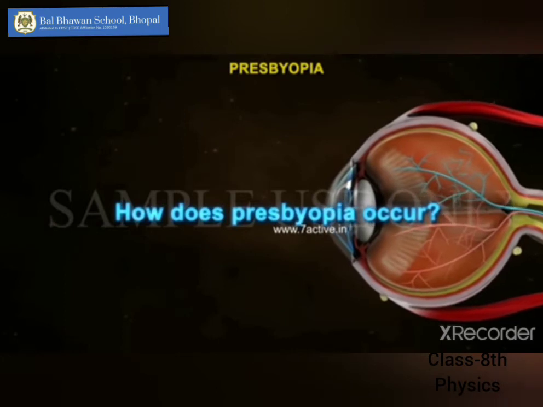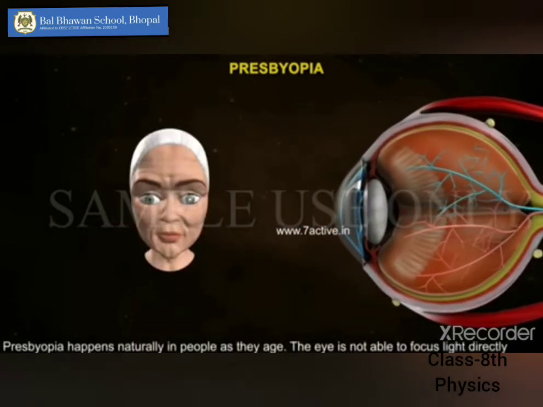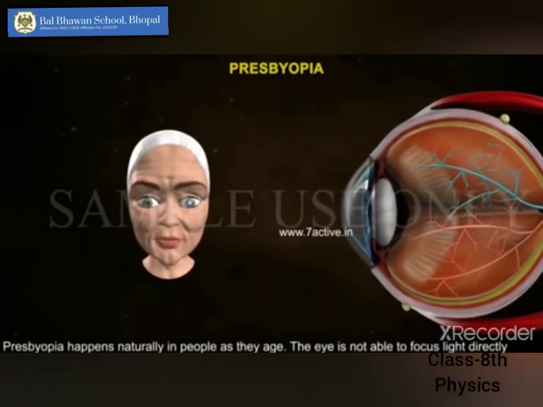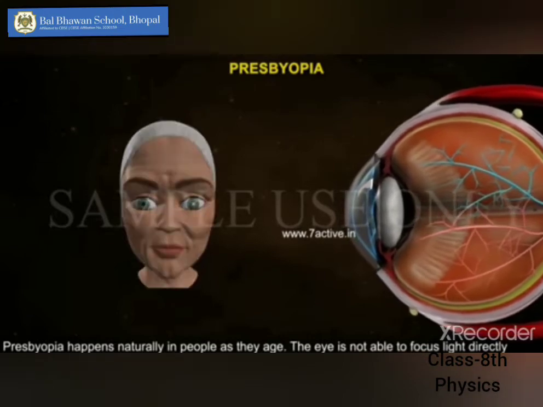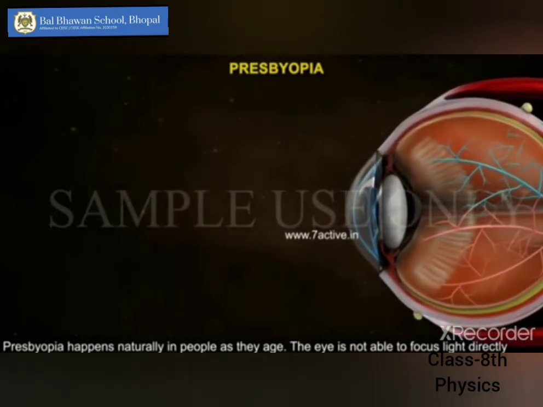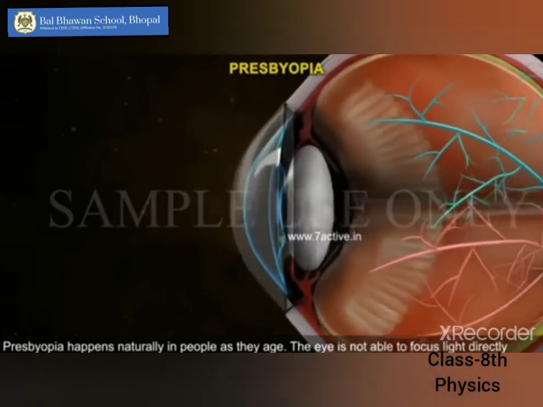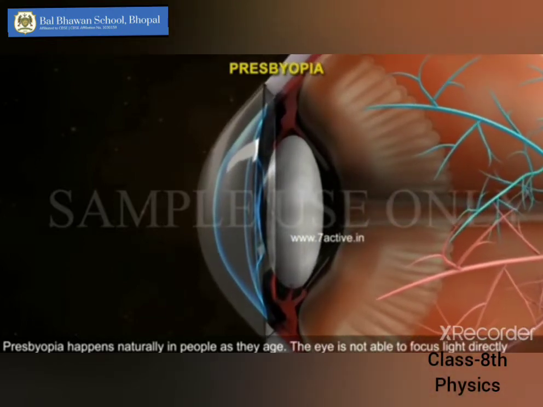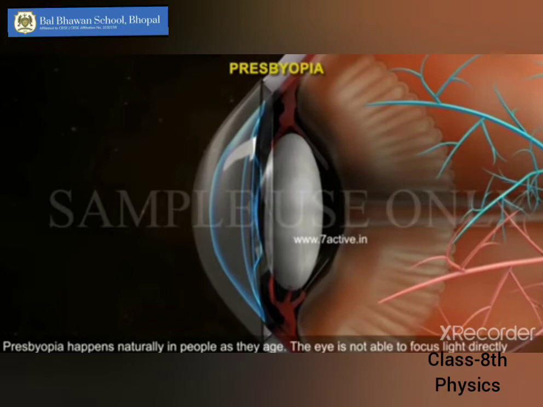Right? How can we correct presbyopia? By using concave and convex lenses both. A bifocal lens can be used to correct the defects, because both the defects are there at the same time. So in case of presbyopia, a person is supposed to use both the lenses. Right?